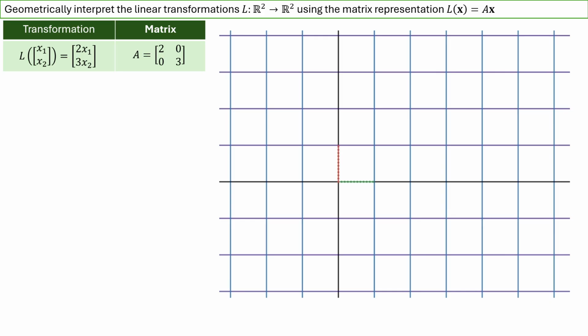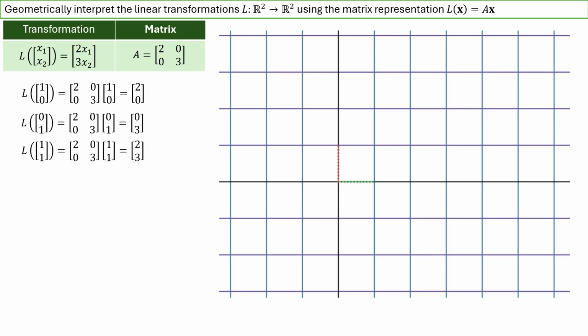Here's our third example, which corresponds to the diagonal matrix we found earlier. When we plug in our basis vectors, the results are nicely straightforward. The x component gets multiplied by 2, so (1, 0) becomes (2, 0). The y component gets multiplied by 3, so (0, 1) becomes (0, 3). And then I also have (1, 1) getting mapped to (2, 3).